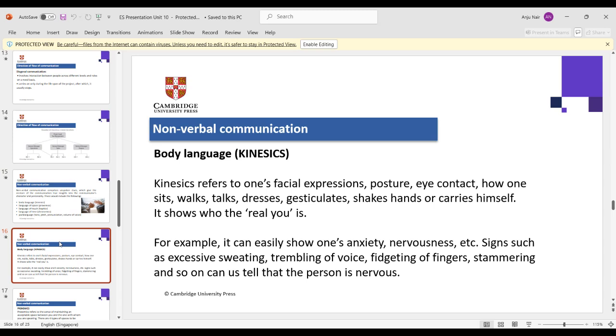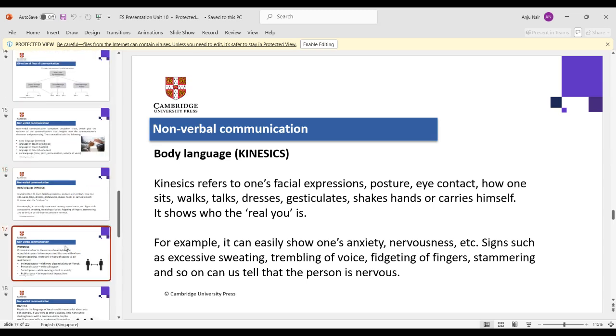So if you're nervous, what happens? Your palms will be sweating. There is excessive sweating. There is trembling. Your voice will tremble. Even your hand shakes. That is fidgeting, as I told you, stammering. So from these, we can say that the person is nervous.